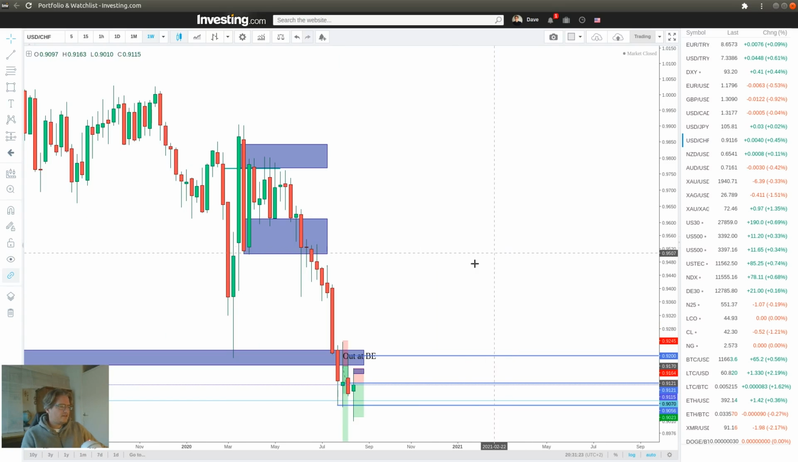And then we had the last week, so the past week, we had a break lower and then a close inside this candle here, and also a bullish candle. So it looks to me that we have a possible turnaround here as well.